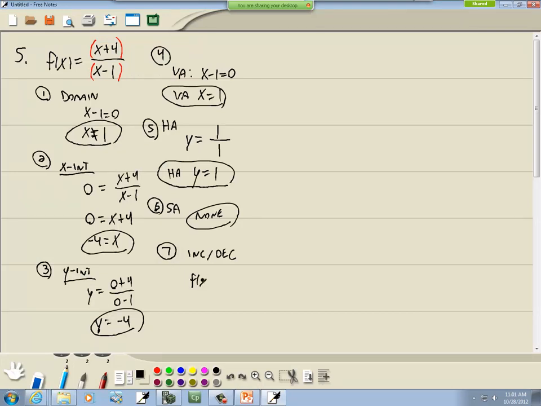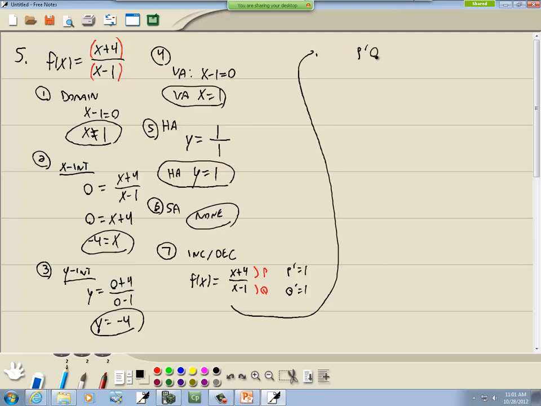Okay, let's find our first derivative. So we've got f of x is equal to x plus 4 over x minus 1. Quotient rule. This will be p and this will be q. p prime will be 1. q prime will be 1. So we get p prime q minus p q prime over q squared. So p prime was 1 times q, which is x minus 1, minus p, which is x plus 4, times q prime, which is 1, over q squared, which was x minus 1 squared.